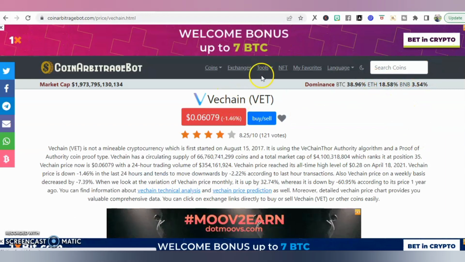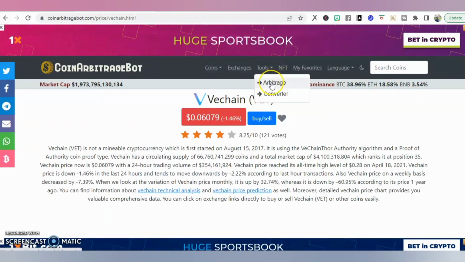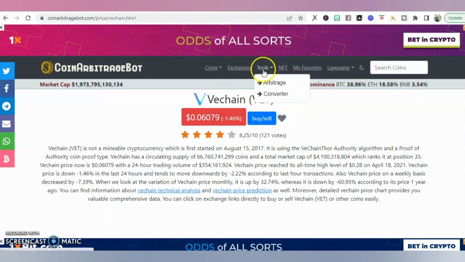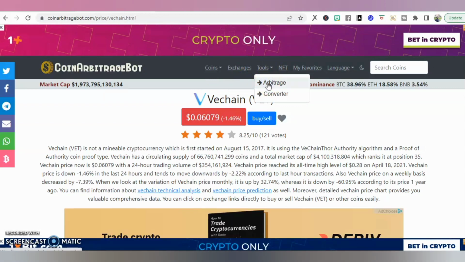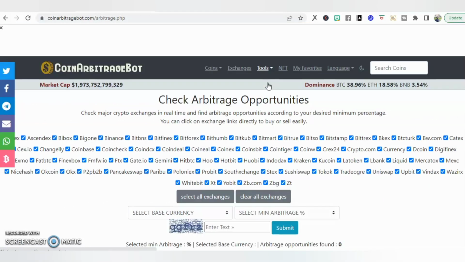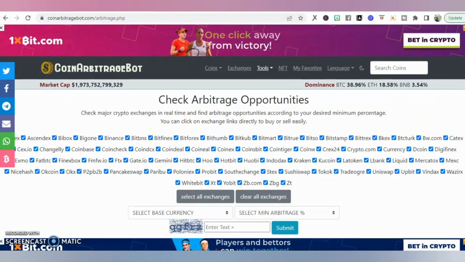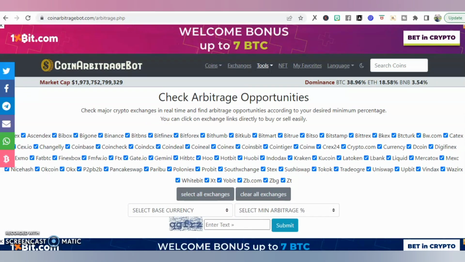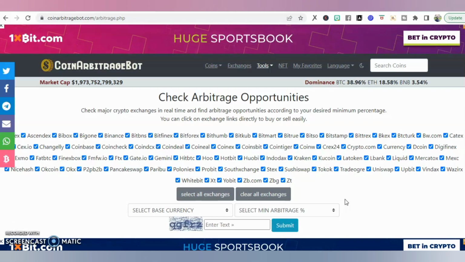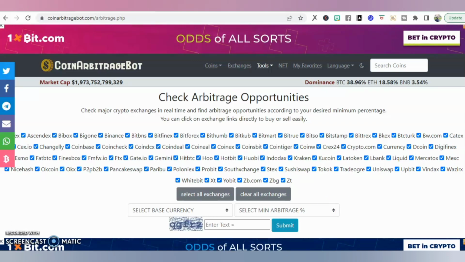Another way in which you can use it is using the tools. You come to tools here, then you click on arbitrage. When you click on arbitrage, it's going to bring different exchanges that we have. Although this is not the total exchange we have, this is just a few of those exchanges. So what you need to do now is search for arbitrage opportunity between these exchanges. I'm going to show you how to do that.